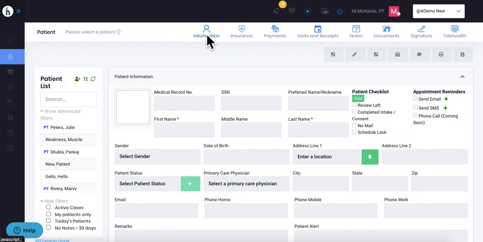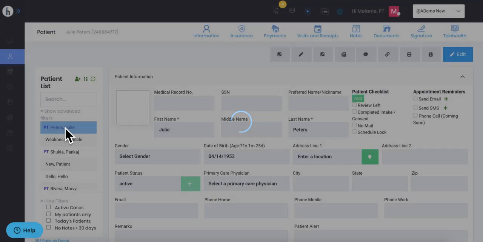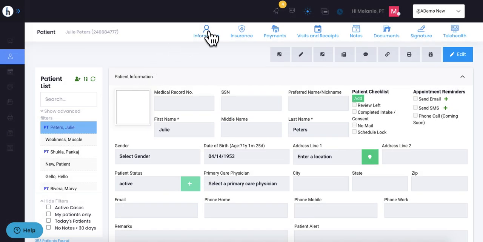Their information section, insurance section, payment section, visits and receipts, which is the accounting part of the software, the notes, the documents, the signature, and then the telehealth if it's being utilized. So once you've added your patient, when you highlight their name, it is now highlighted. These areas at the top here are relating to that specific patient's information and their chart.